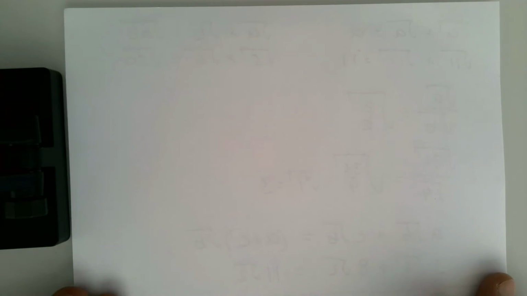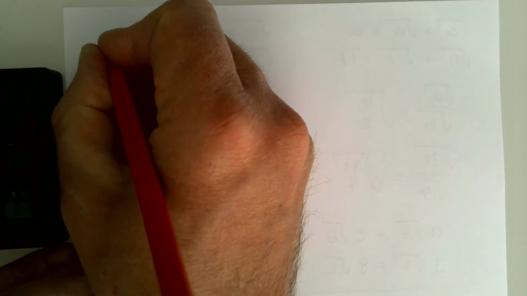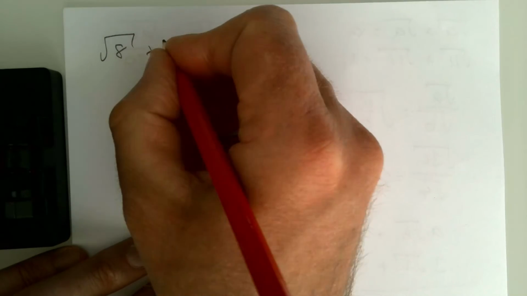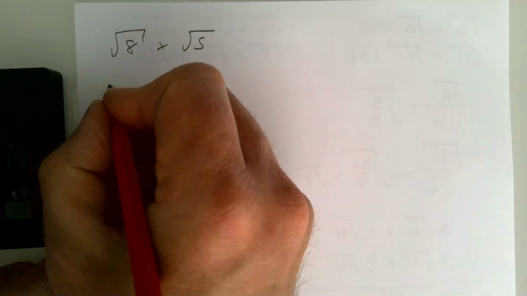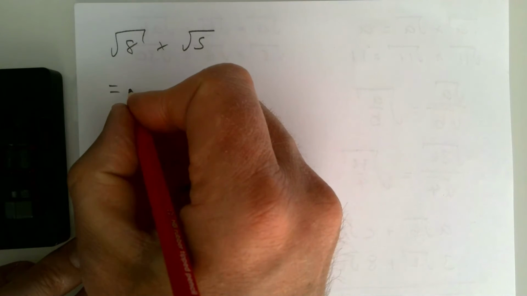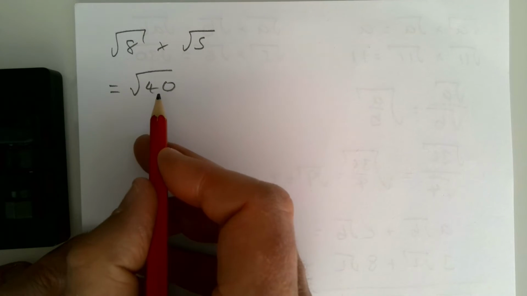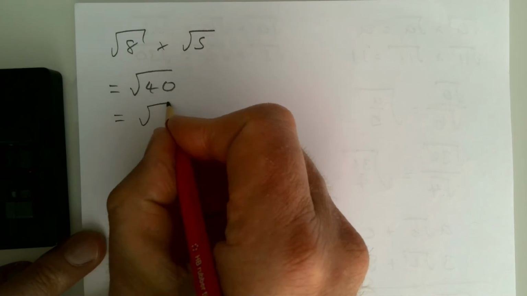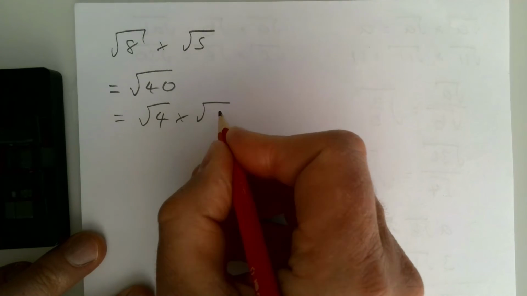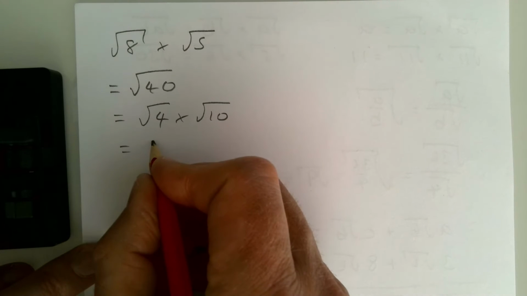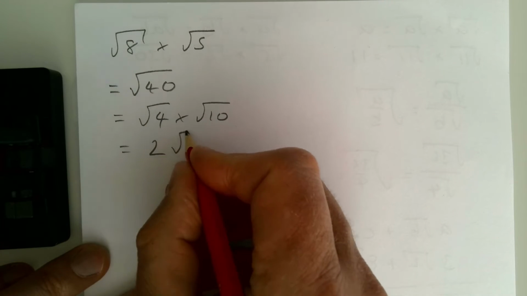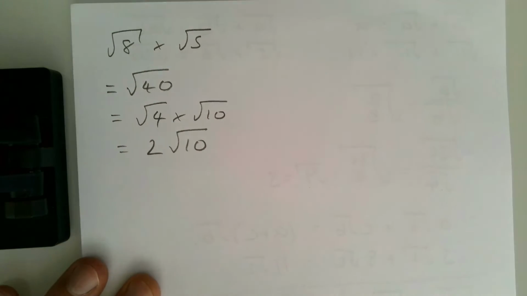Another 3 or 4 examples and that will do us. Root 8 times root 5. From one of our laws, we hopefully realise that's the same as root 40. And I'm going to look then for a square number that's a factor of this. 4 times root 10, and that's the same as 2 multiplied by root 10.